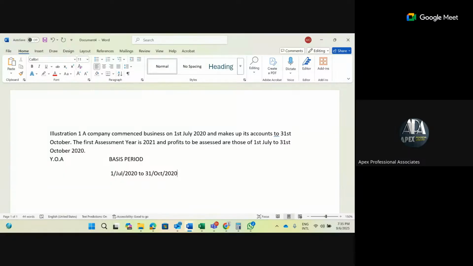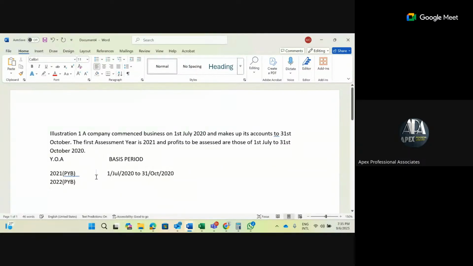The next thing is for you to determine what is going to be the year of assessment on preceding year basis. The year of assessment on preceding year basis is going to be 2021, because I'm making use of preceding year basis according to Finance Act 2019. Now that I've identified my year of assessment of the first year, easily I can identify the year of assessment of the second year. Year of assessment of the second year is going to be 2022, also on preceding year basis.